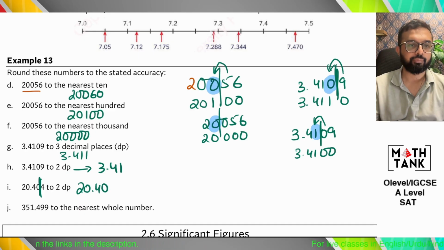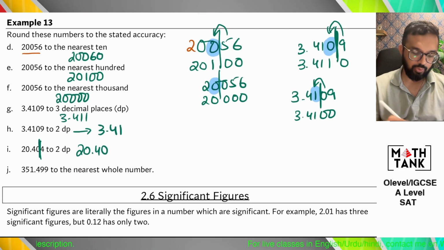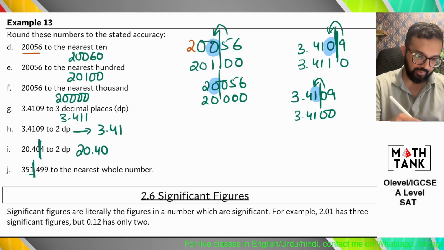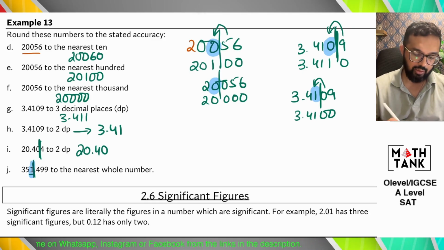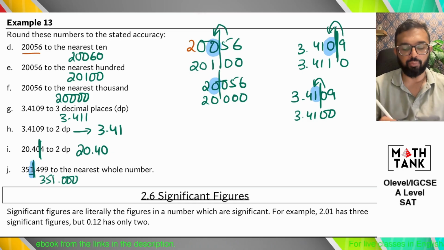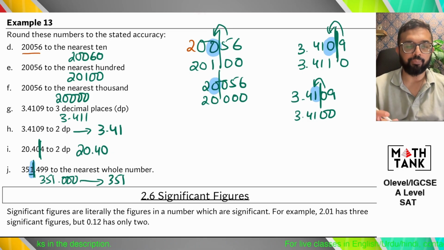That's it. And now to the nearest whole number. That's the nearest whole number. One is the number that I'm looking at, so I mark it here. I decide whether what follows is less than or greater than 5. There's nothing to add, so this becomes 351.000. That's the nearest whole number, which is 351.